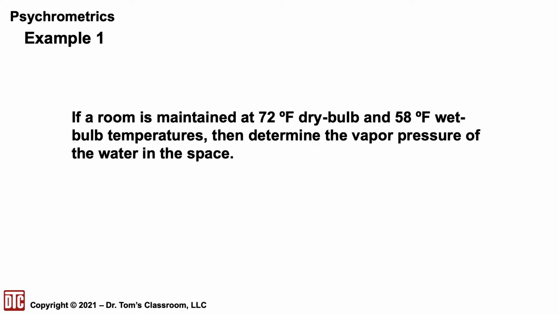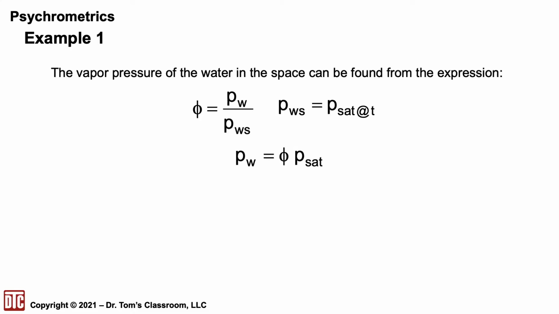And so let's look at an example here. If we have a room that's maintained at 72 degrees dry bulb and 58 degrees wet bulb, determine the vapor pressure of the water in the space. And I'll let you think about that for a second. Okay, so we can find the vapor pressure of the water from the expression phi, relative humidity, is PW over PW sat. And so I can do a little manipulation and say that the partial pressure of water vapor is phi times P sat.